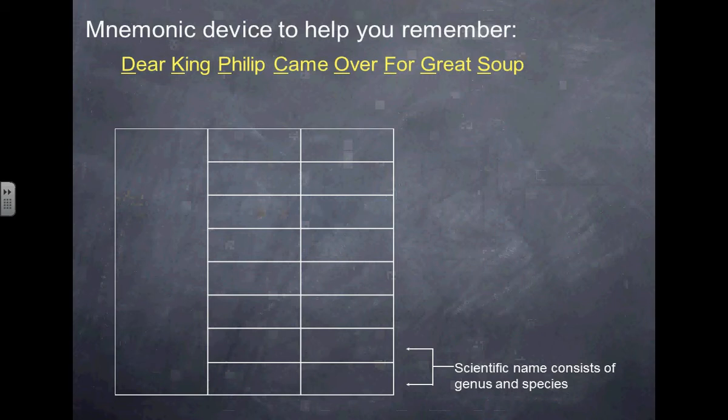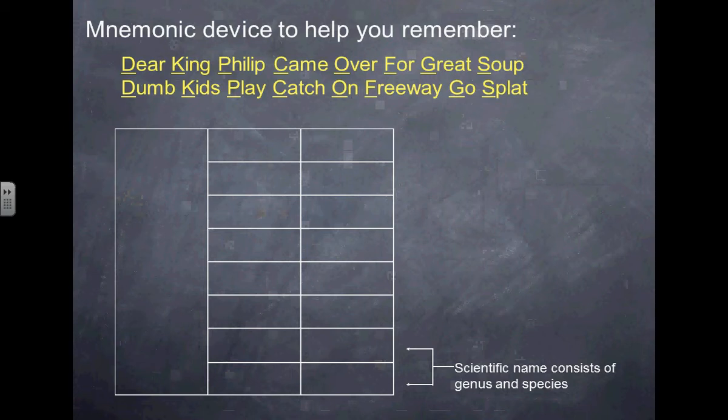There's another sentence that may be more memorable. It's not very nice, but if it helps you to remember it, I'll still let you use it. I don't really care what you use. Dumb kids play catch on the freeway, go splat. Guess that's not very nice, but domain, kingdom, phylum, class, order, family, genus, species. Or, at the end of class, I'll play you a song that may help you remember.